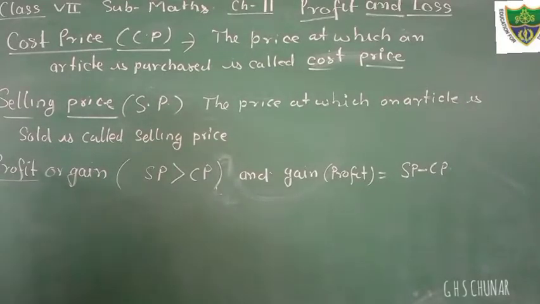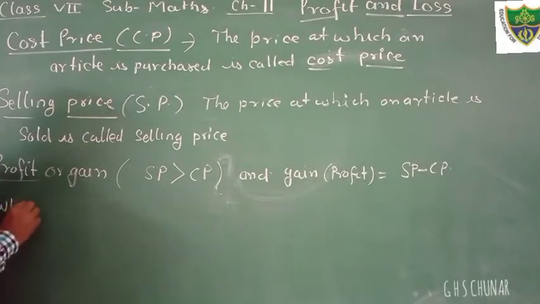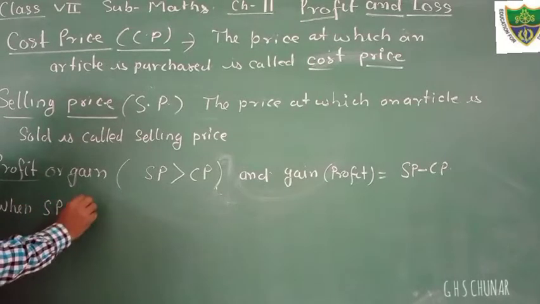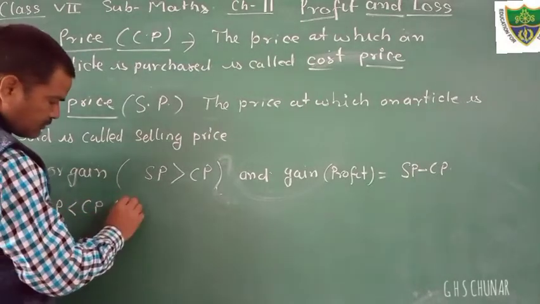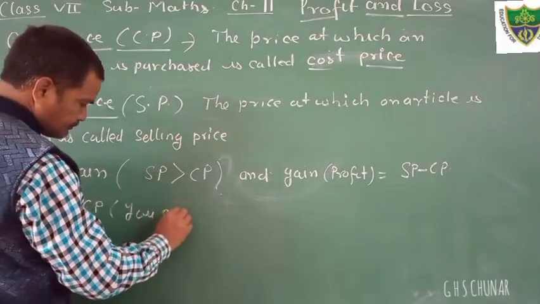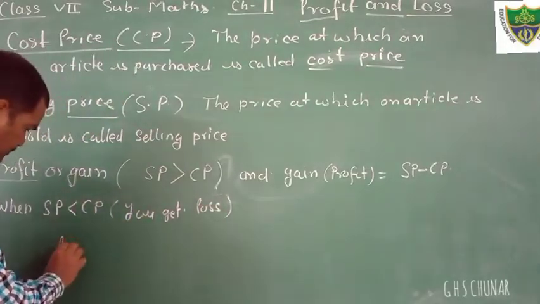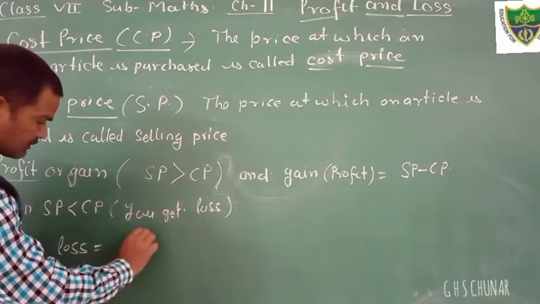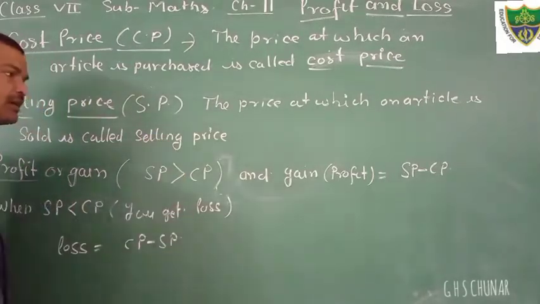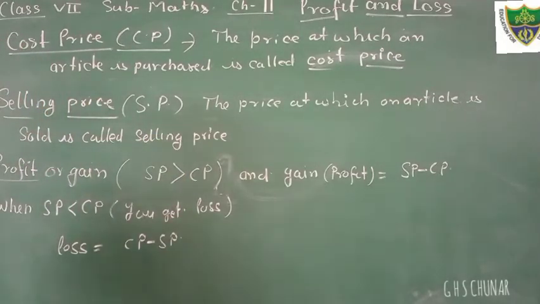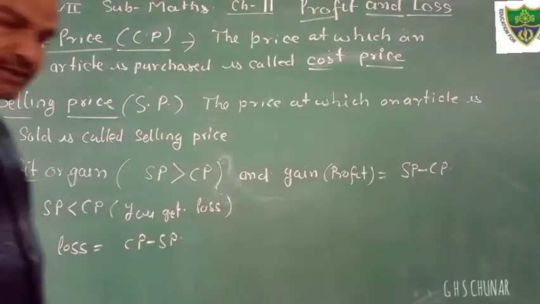Next, when SP is less than CP, you get loss, and loss is equal to CP minus SP. When you subtract SP from the CP, you will get the loss amount. Okay? Again, first you note it.